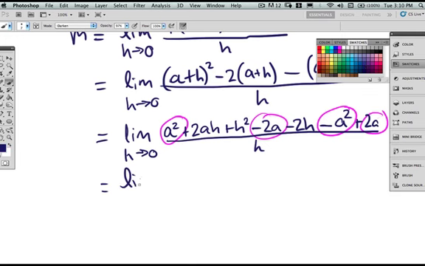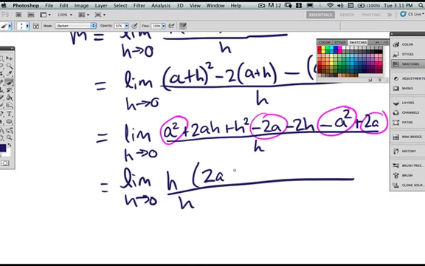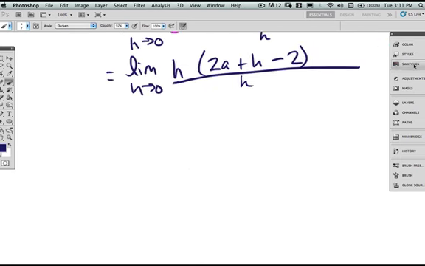So the next line will look like limit as h goes to 0. Everything that's left, we also have to take out a factor of h over h. If we factor out h, we get 2a plus h minus 2. The limit of the h over h part, we can push off the side and say limit as h goes to 0 of h over h. We'll know that limit to be simply 1.